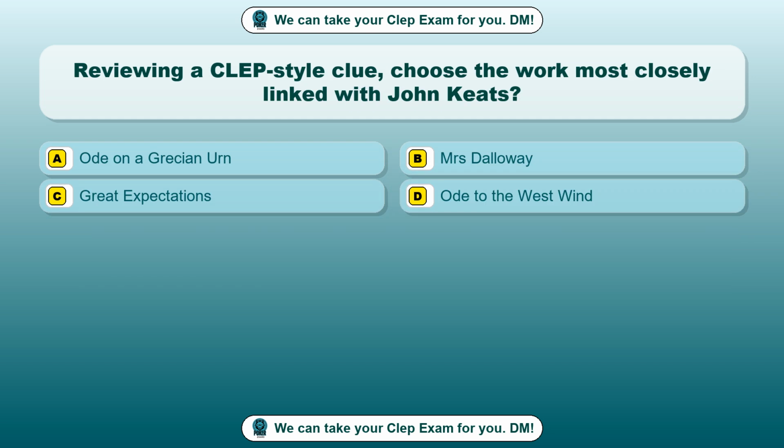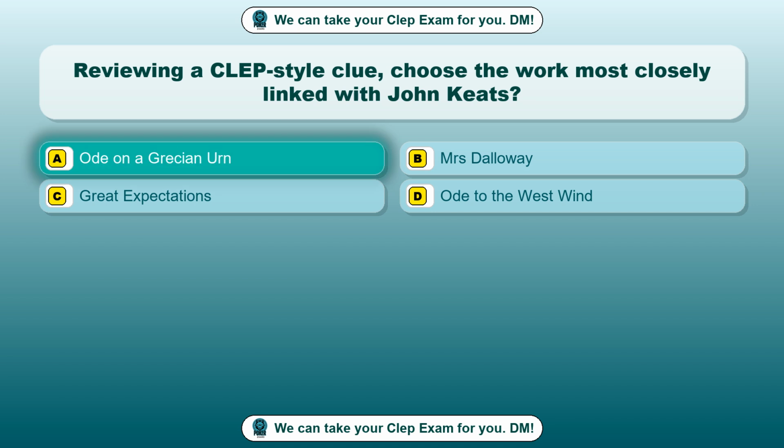Question 19. Reviewing a CLEP-style clue, choose the work most closely linked with John Keats. Option A, Ode on a Grecian Urn. Option B, Mrs. Dalloway. Option C, Great Expectations. Option D, Ode to the West Wind. The correct answer is option A, Ode on a Grecian Urn.